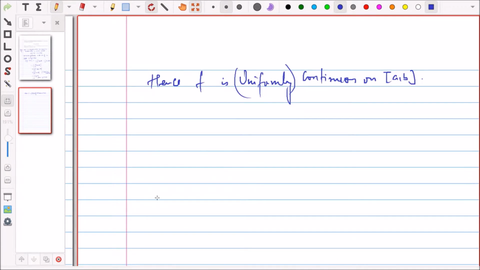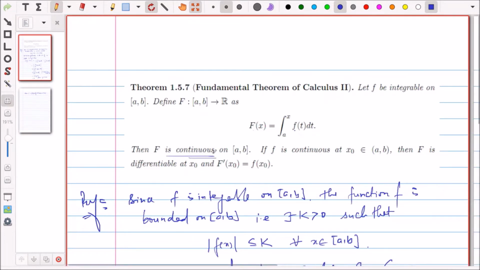Yes. So what we have shown up till now, हमने क्या शो कर दिया? ये शो कर दिया, ये पार्ट शो कर दिया. Now we have to show this second part. So we have to assume f is continuous at x naught and we have to show that f is differentiable at x naught and the derivative is equal to f(x naught).